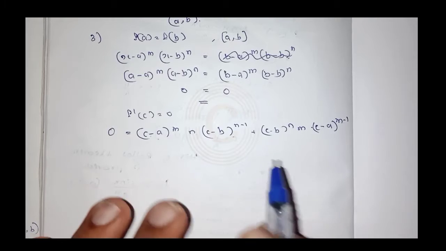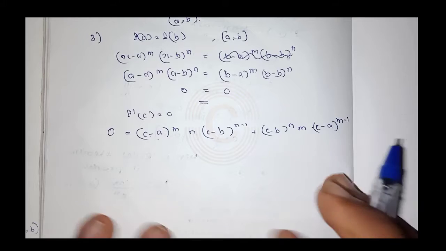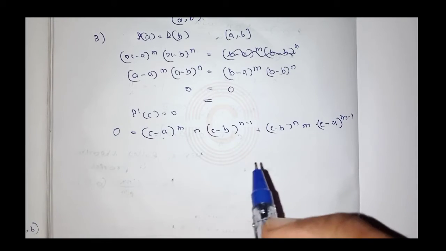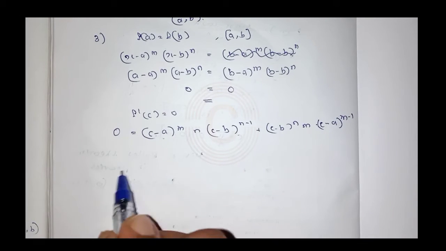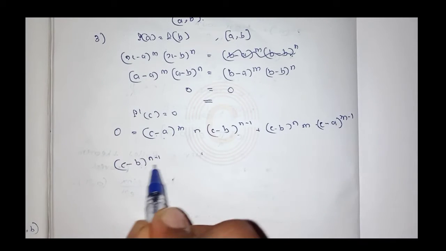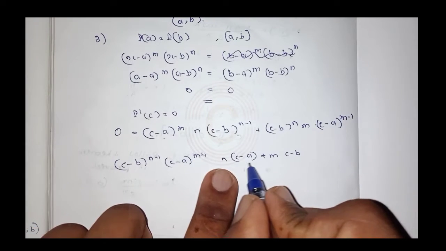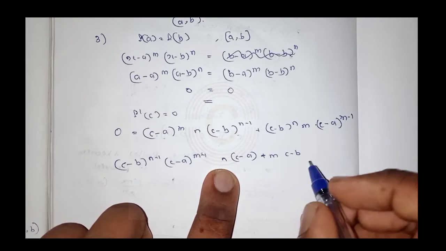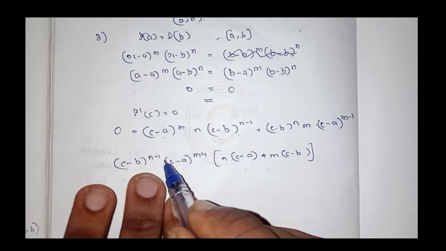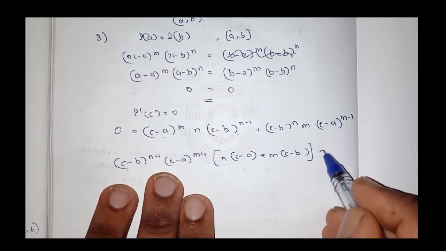So here we want to do some further simplification, which we must do to find the value of c. By further simplification, note that we want to take some terms as common in both terms. So we can take c minus b whole raised to n minus 1 into c minus a whole raised to m minus 1 as a common term. And in the first bracket, n into c minus a plus m into c minus b. So this is the form when we take c minus b whole raised to n minus 1 into c minus a whole raised to m minus 1 as the common term, which is equal to 0.